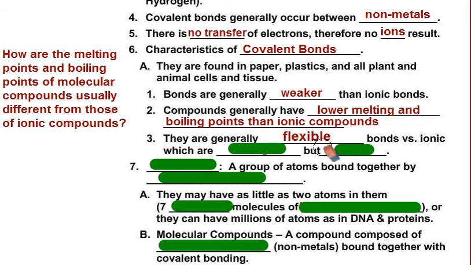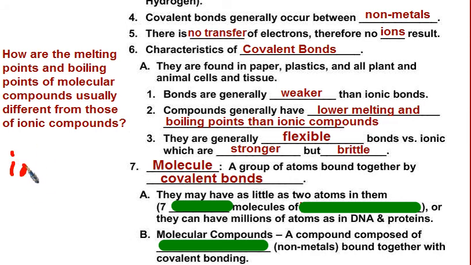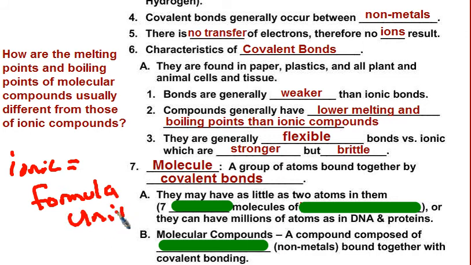They are generally flexible bonds versus ionic, which are strong but brittle. That's why you can shatter ionic compounds. Now, a group of atoms bound by covalent bonds is called a molecule. Okay, this is as opposed to the formula unit. Ionic compounds use a formula unit, but covalent bonds form molecules.